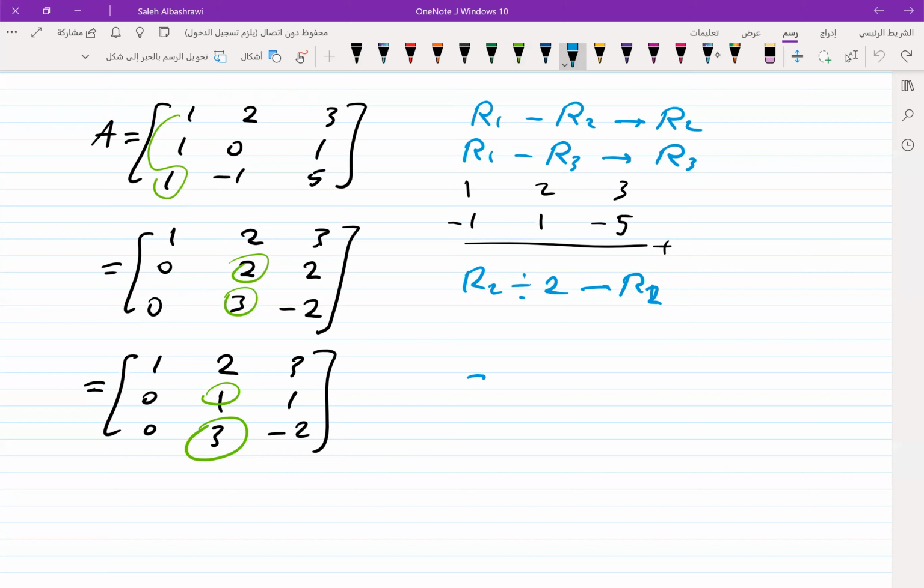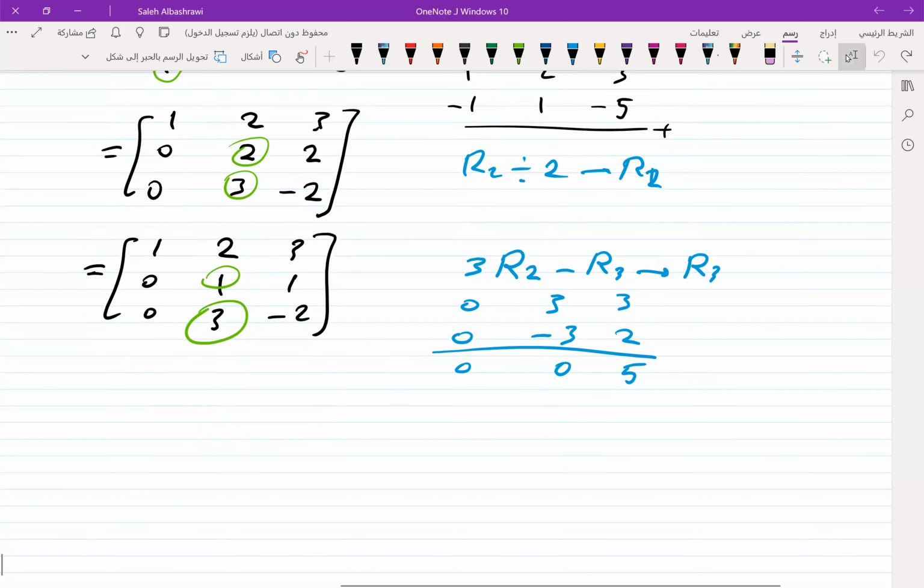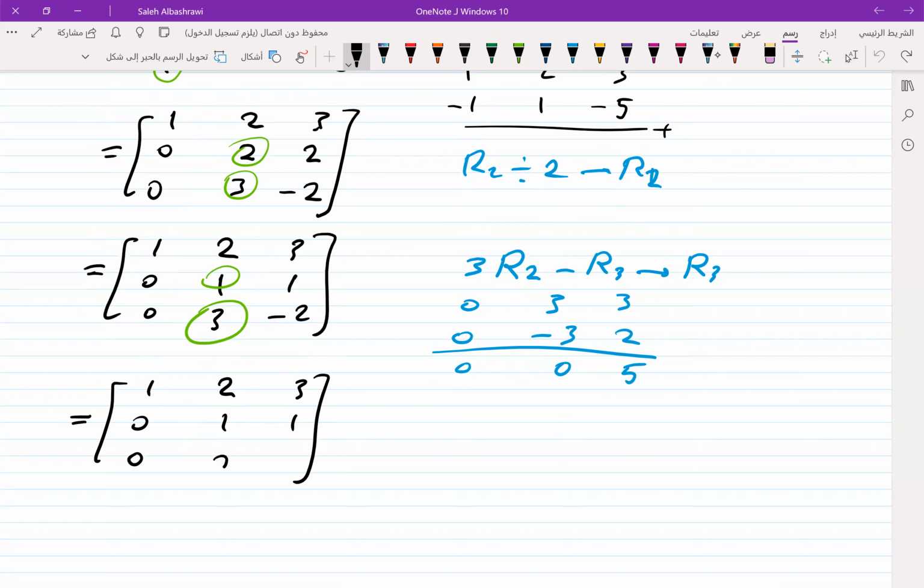That will be 3R2 minus R3, and put it in R3. So 3R2 will give me 3, 0, 3, 3. Minus R3, which is 0, minus 3 plus 2. I will have 0, 0, and 5. So this is equal to 1, 2, 3, 0, 1, 1, 0, 0, and 5.